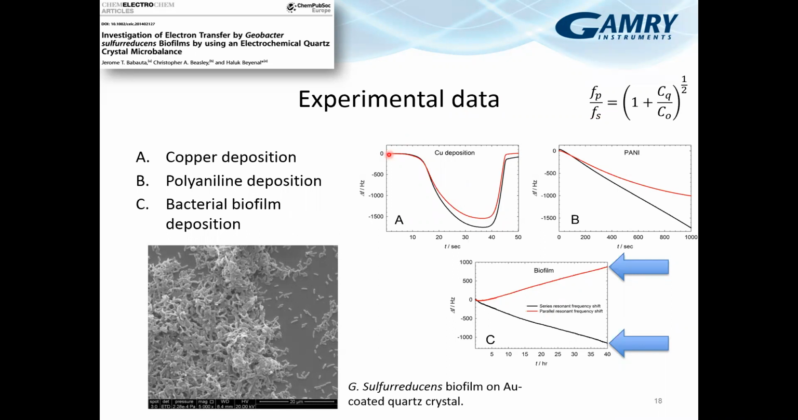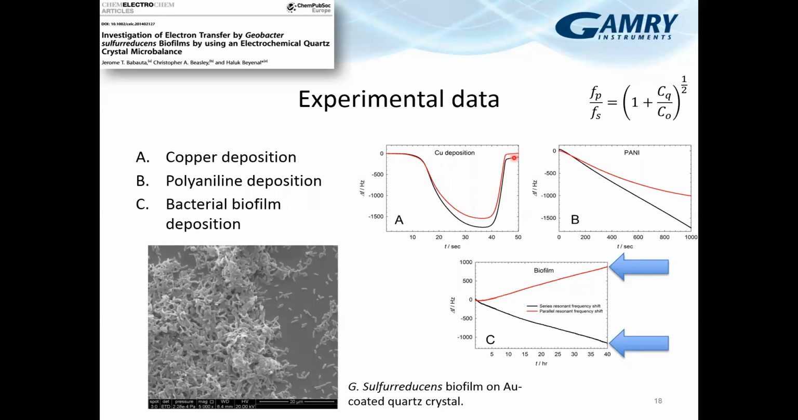And in general, the Sauerbrey equation applies for a copper film depositing onto, let's say, a gold quartz sensor. You see that both the FP and FS track together. And at some point, you can strip it off immediately and you can get back to the original frequency. So in other words, you can measure or detect the process of deposition, and then you can actually reverse that and get back the original frequency shift.